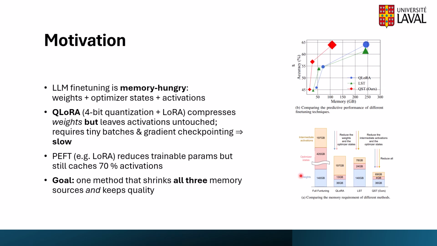Fine-tuning LLMs explodes memory along three axes: weights, optimizer states, and activations. Prior work like QLoRA compresses weights using 4-bit quantization, but leaves activations untouched. As a result, practitioners must checkpoint and use very small batch sizes. Traditional PEFT methods, such as LoRA, reduce the number of trainable parameters, yet still cache about 70% of activations.